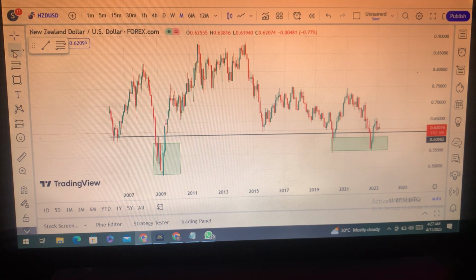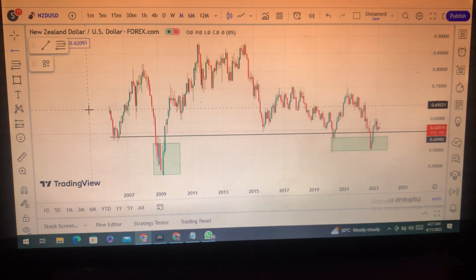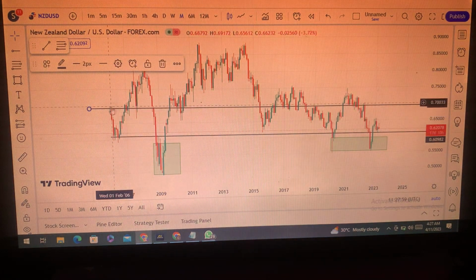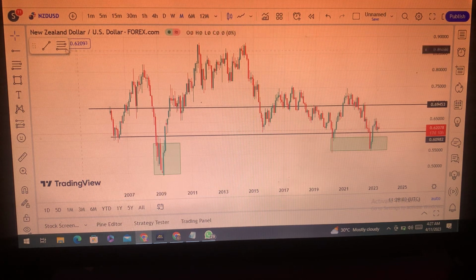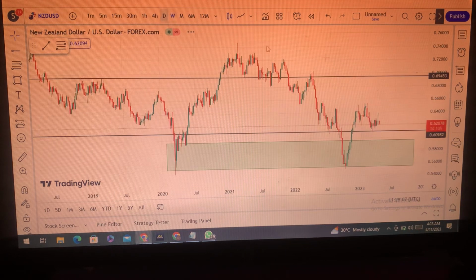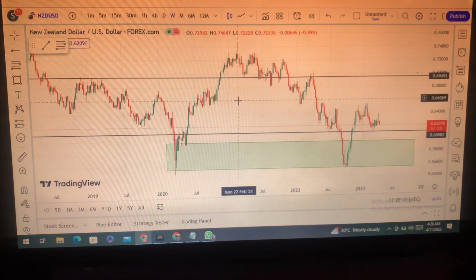Let's spot out our resistance zone. Our resistance zone. Let's go to the weekly time frame. Okay, we'll see.